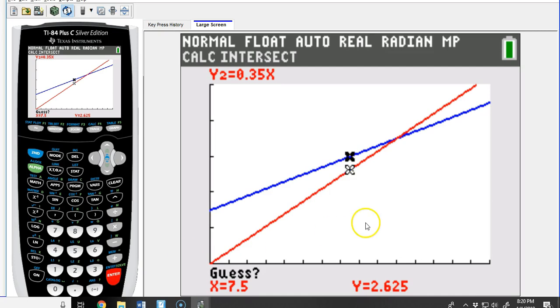And now it says guess. Well, 2 lines can only cross in one place, but we've studied some other functions, right? Like parabolas, that maybe a line and a parabola could cross in more than one place. So it needs to know which intersection point you're speaking about. So just use your cursor to move your cursor somewhere close to this intersection point using the right or left buttons. Now that it's reasonably close, hit enter. And at the bottom, it shows the intersection. And doesn't that agree with what we had said it would, right? Intersection at 10 minutes is going to cost $3.50.